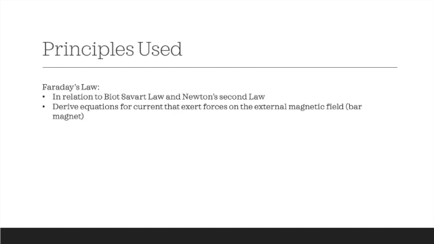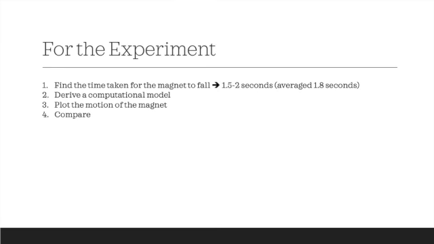The principles used in this lab include Faraday's law in relation to the Biot-Savart law and Newton's second law. I also had to derive equations for current that exert forces on the external magnetic field. For this experiment, I only had to find the time taken for the magnet to fall, and that was found to be 1.5 to 2 seconds between my various trials, and it averaged to be around 1.8 seconds. Then I had to derive a computational model, plot the motion of the magnet, and compare the two.